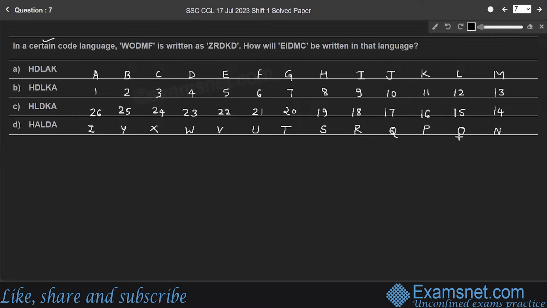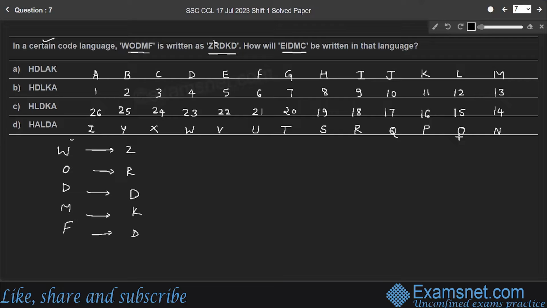Question 7. In a certain code language, WODMF is written as ZRDKD. How will EIDMC be written in that language? Here we will consider the first set of letters, WODMF, right? Here W is coded as Z, O is coded as R, D is coded as D only, M is coded as K and F is coded as D. So how are these letters related? So the corresponding letters are.